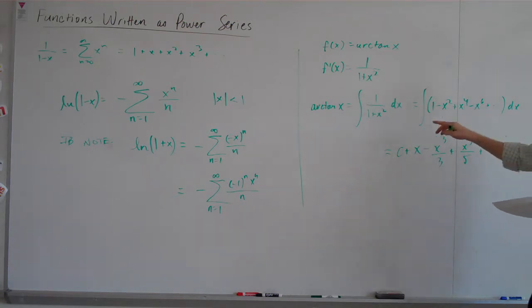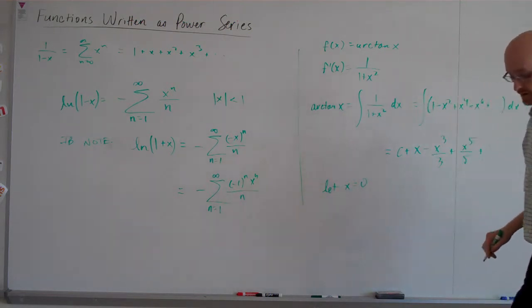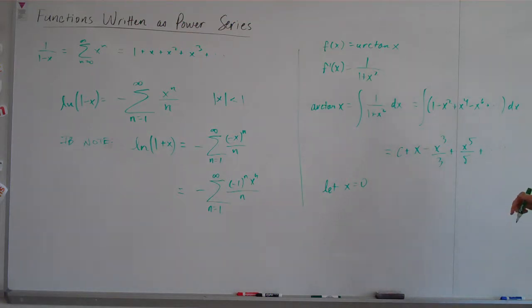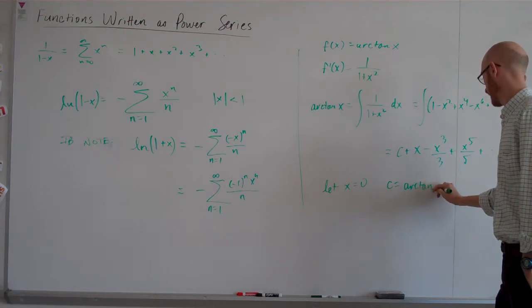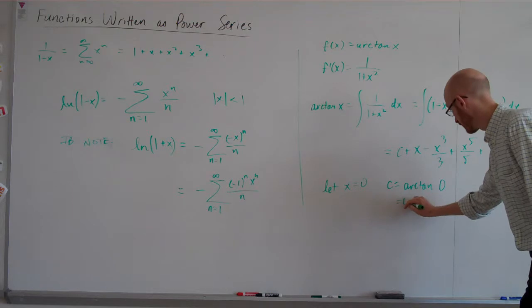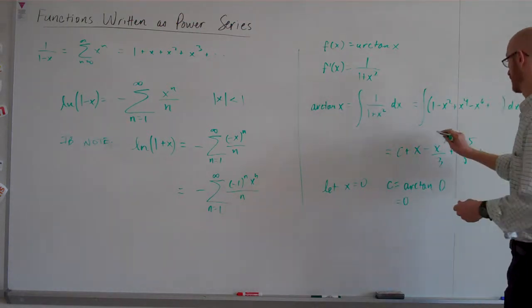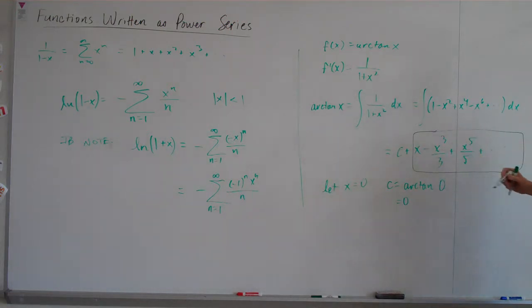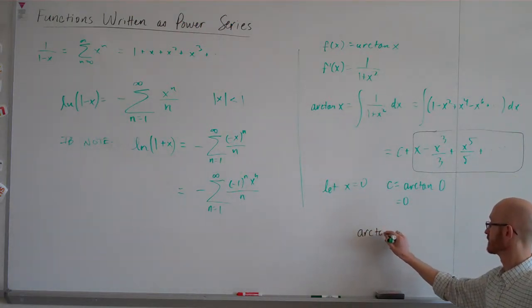And in this case, we have a function here so that we can actually find c. Let's let x equal 0. If x equals 0, then we obtain c is equal to arctan of 0, which is 0. So if c is 0, then you're left with that as your power series for arctan. And I'm going to rewrite that down here in black in sigma notation.